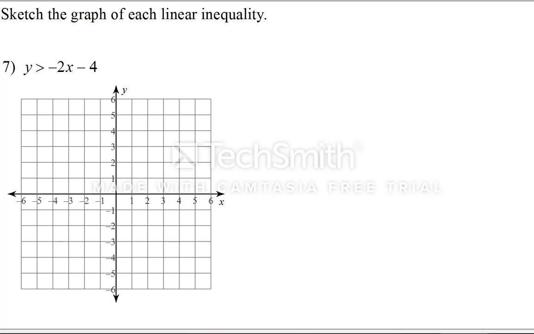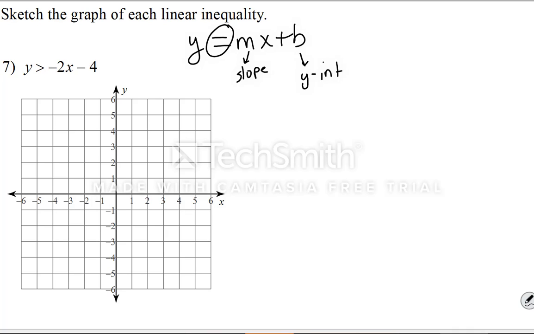If you look at this particular problem, it looks as though it is a linear equation, in the same form as the slope-intercept form equation. Remember, that's y equals mx plus b, where m is our slope and b is our y-intercept. It looks very similar, but the only difference is you don't have an equal sign, you have a greater than symbol. So this is what we call an inequality.